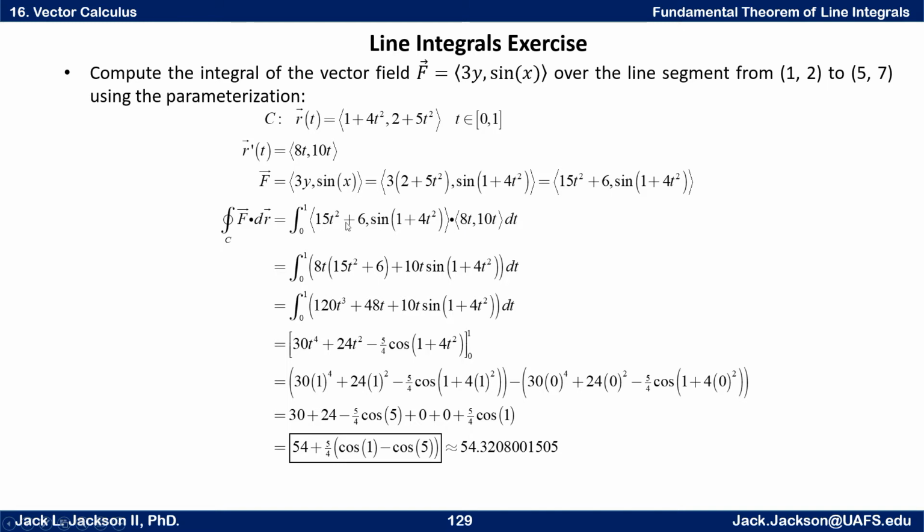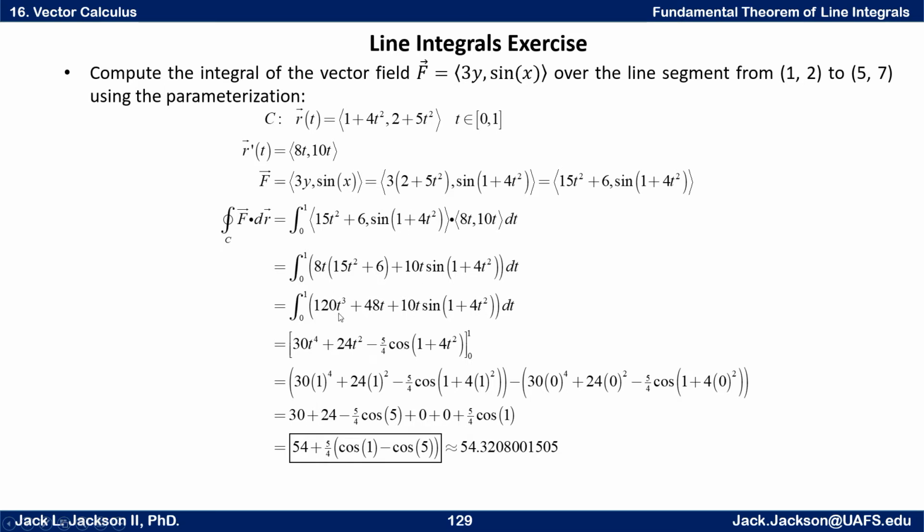8t times 15t squared plus 6, let's see. t times t squared is t cubed. 8 times 15 is 120. So the first term is 120t cubed. And then we got 8t times 6 as 48t. And so it's first times first there, and then plus second times second. So 10t times this just picks up a coefficient in front there, 10t.